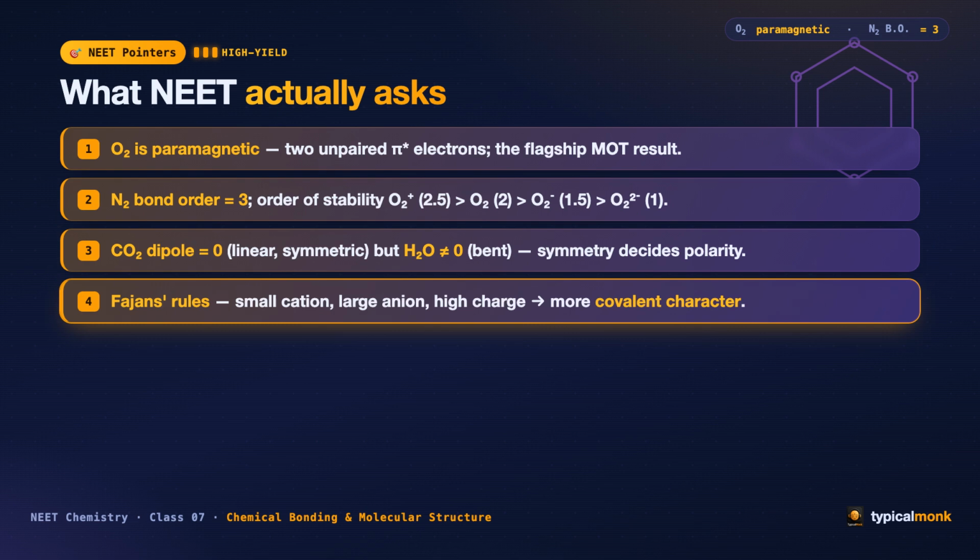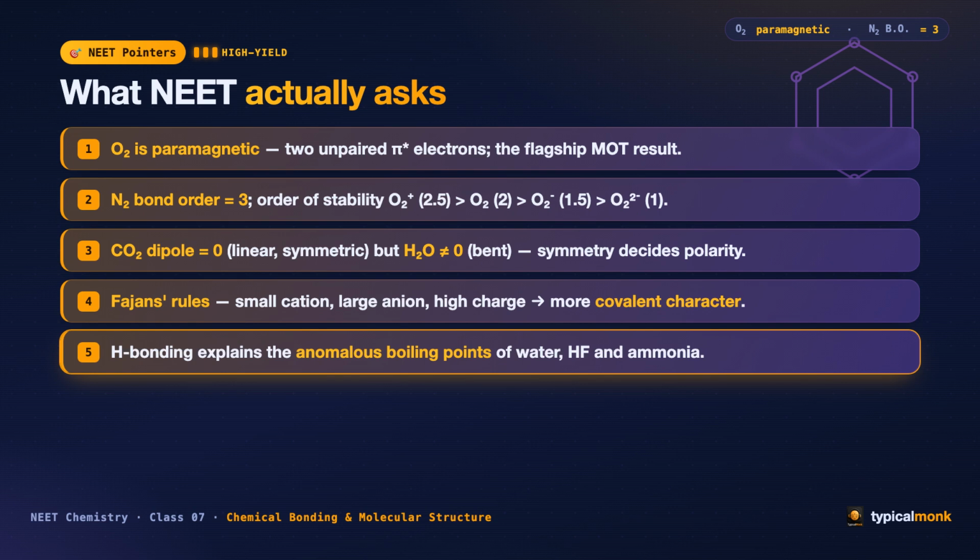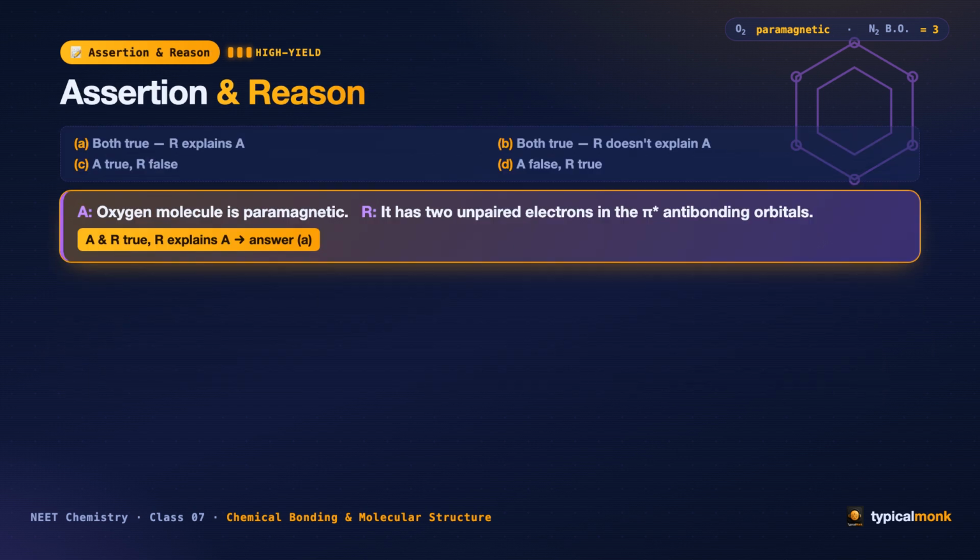4. Fajans rules. A small cation, a large anion, and a high charge all push an ionic bond toward more covalent character. 5. Hydrogen bonding is the reason water, hydrogen fluoride, and ammonia have such anomalously high boiling points for their size. Let us drill the NEET way. Remember the 4 options. Option A, both statements true and the reason explains the assertion. Option B, both true, but the reason does not explain the assertion. Option C, assertion true, reason false. Option D, assertion false, reason true.